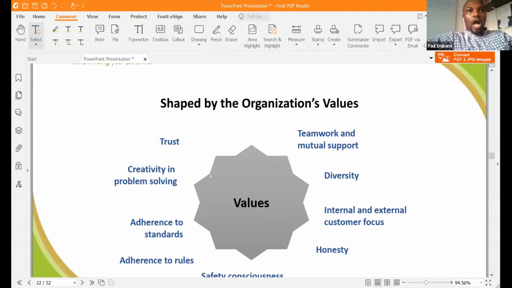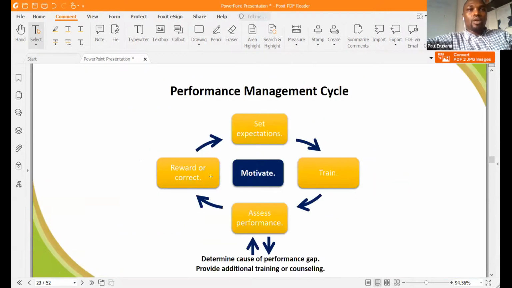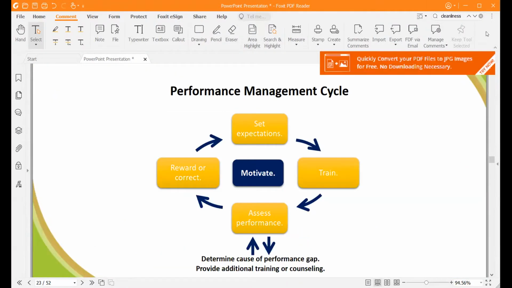So going forward, organizations are shaped by values, right? In every organization, there are inherent values that define a given organization: teamwork, mutual support, diversity, trust, creativity in problem solving, internal and external customer support, honesty, safety consciousness, adhering to rules, adhering to standards. Those are some of the values you have in an organization. And as a facility manager, you should be able to develop your team around some of these values. It is very essential.